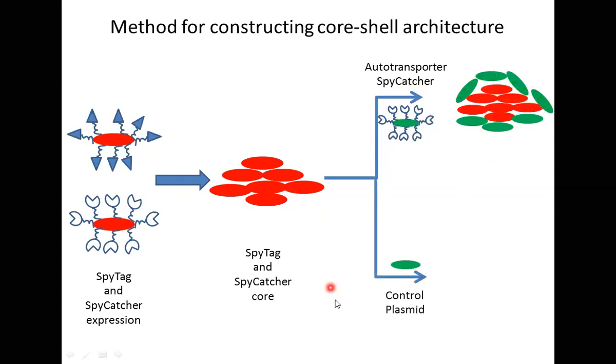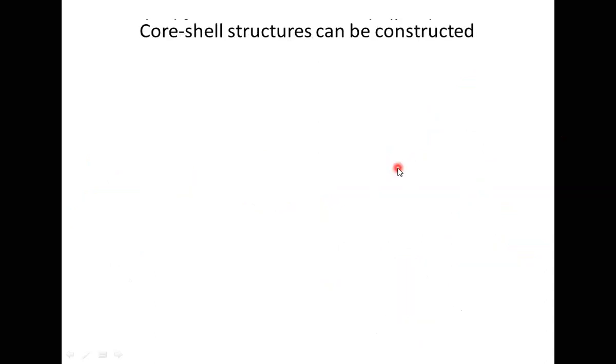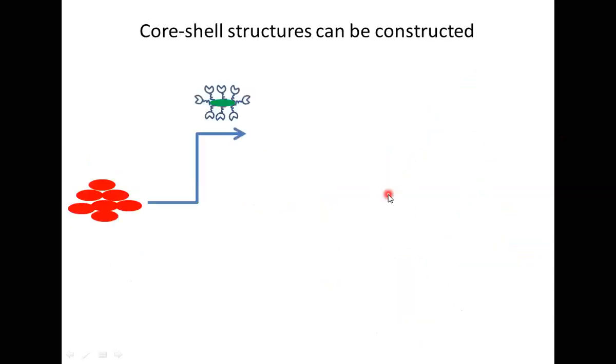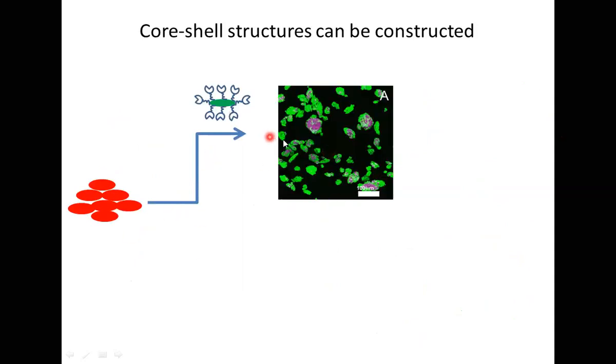But if we insert instead a control plasmid, something that does not express anything, and there are no proteins on this surface, we would not expect to see that sort of core-shell structure. We'd have a bunch of cells and a bunch of free-floating green ones. And we showed that we can in fact do that. So going from this core, if we add the appropriate cells, you wind up with this bullseye pattern or this kind of blotch pattern.